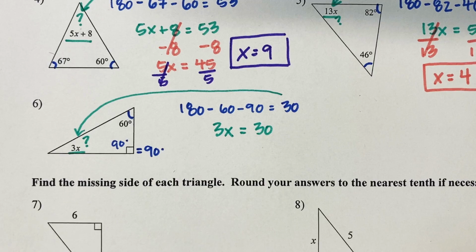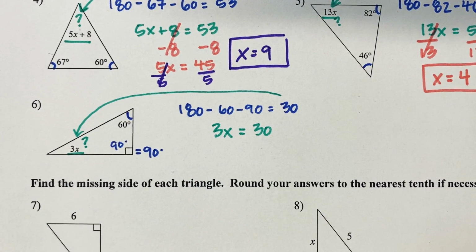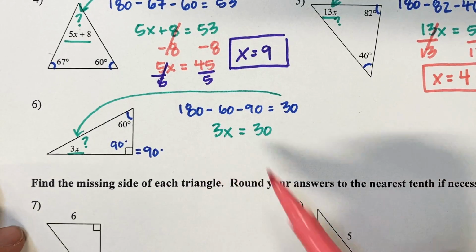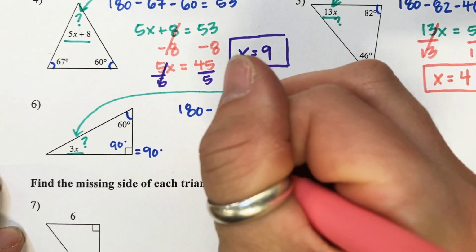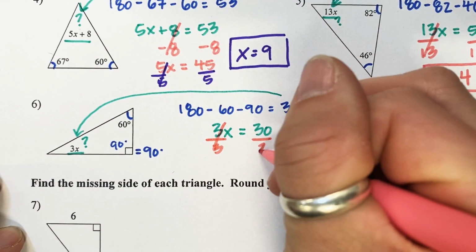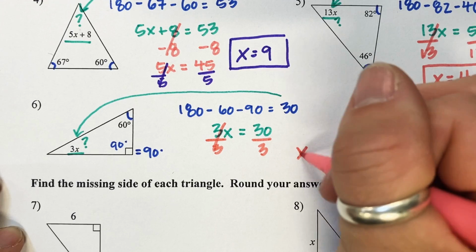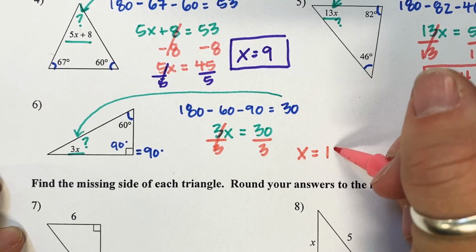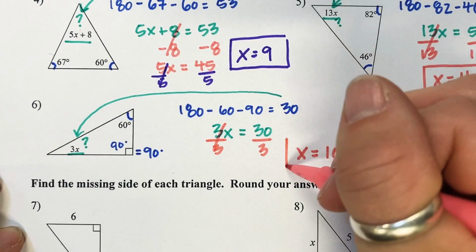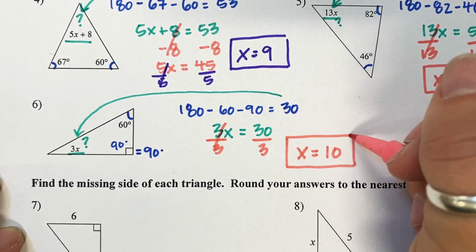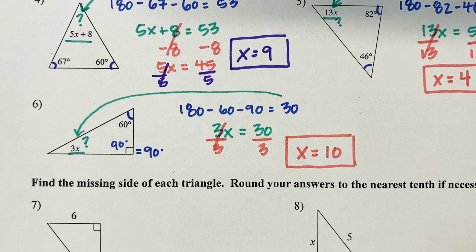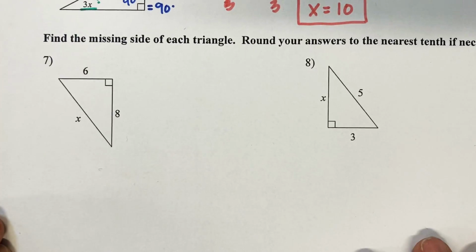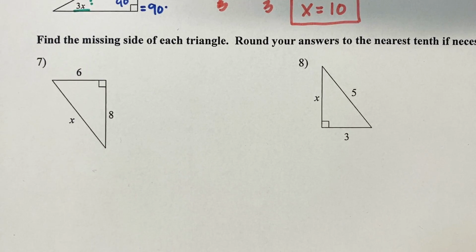Now easy peasy. There's only one thing we've got to do to get x by itself. What is the opposite of times by 3? We're going to divide by 3. So I get x is equal to 30 divided by 3, which is 10. So x equals 10. Beautiful.